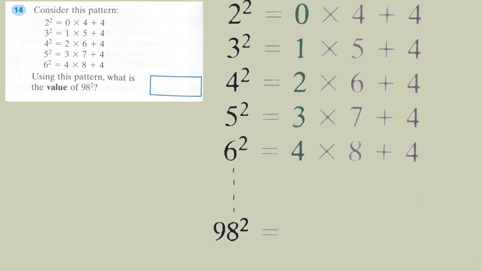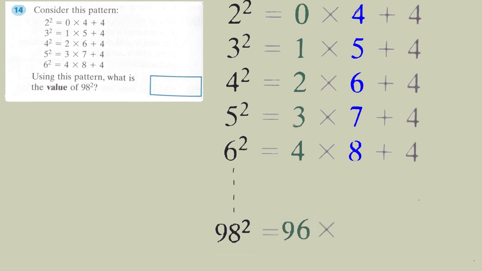And do you notice that the first number on the right-hand side is 2 less than the number that is squared on the left-hand side? 1 is 2 less than 3. 2 is 2 less than 4. 3 is 2 less than 5. So we can assume that the number here will be 2 less than 98, which will be 96.